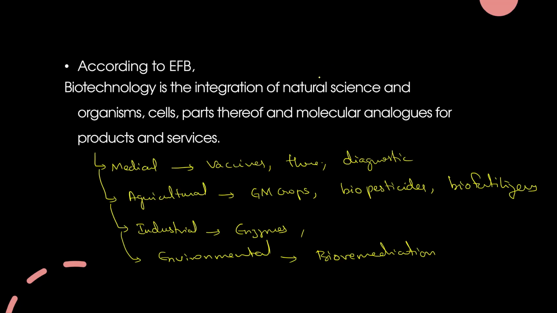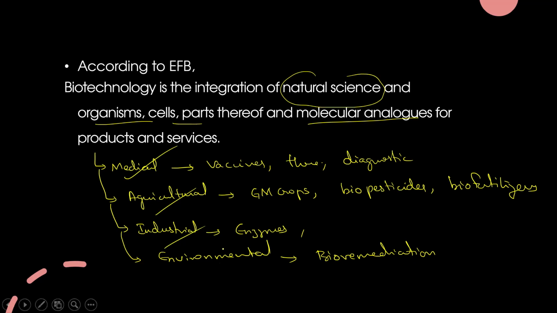So that means you are using the natural sciences like biology, chemistry, physics, and engineering on the organisms or cells, so that you create these products by mimicking the original products that are naturally produced. Remember, biotechnology is the combination of all these natural sciences with living organisms, in order to create products and services that will improve things medically, agriculturally, industrially, and environmentally. Understood? So what's the definition given by the EFB?